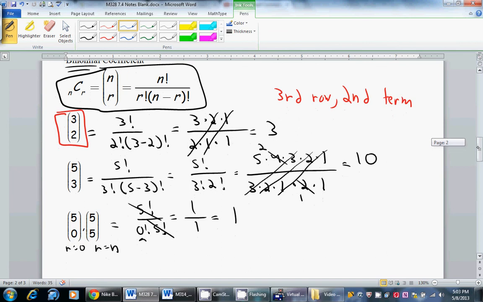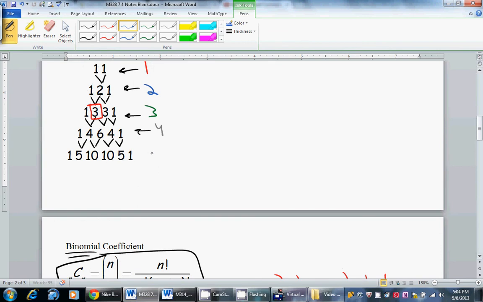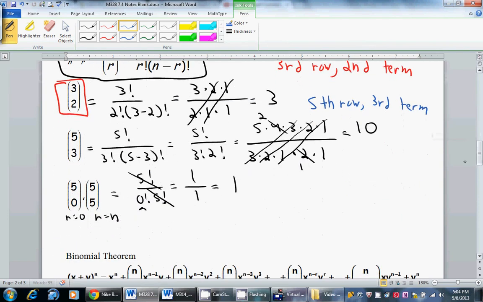Here's another one. We did 5 and 3. We're looking at the fifth row, third term. So here's the fifth row, and the third term was a 10, which is exactly what we got when we did the binomial coefficient of 5 and 3.